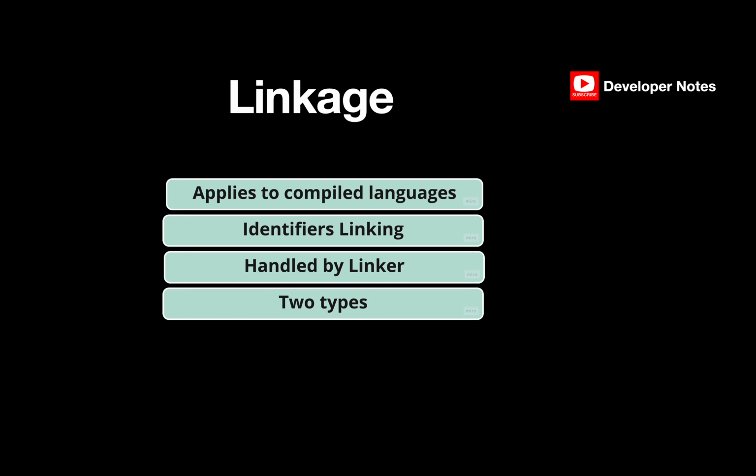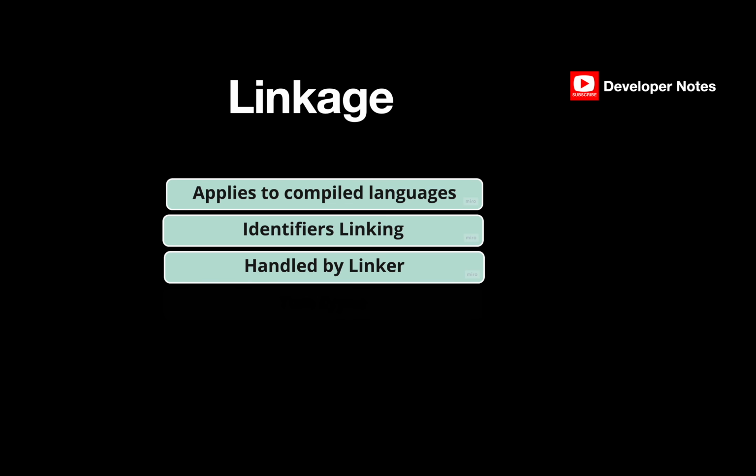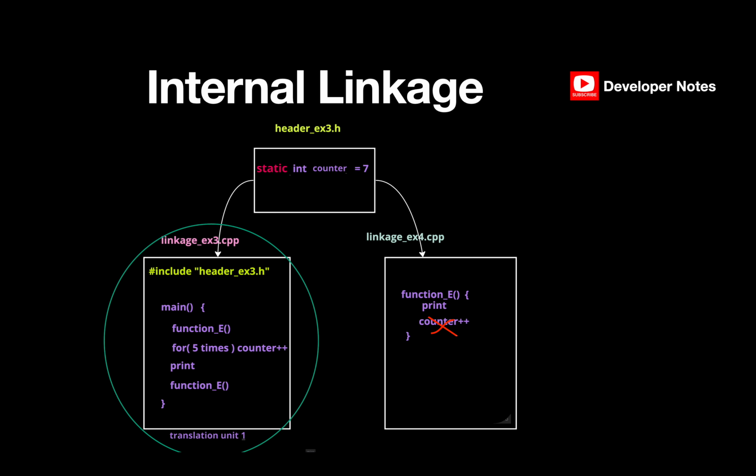There are actually two types of linkage, internal linkage and external linkage. Let's see what an internal linkage is. An identifier has the property internal linkage if it is not accessible outside the translation unit it is declared in. Static gives the variable internal linkage. Internal linkage refers to everything only in scope of the translation unit, hiding it from other translation units.